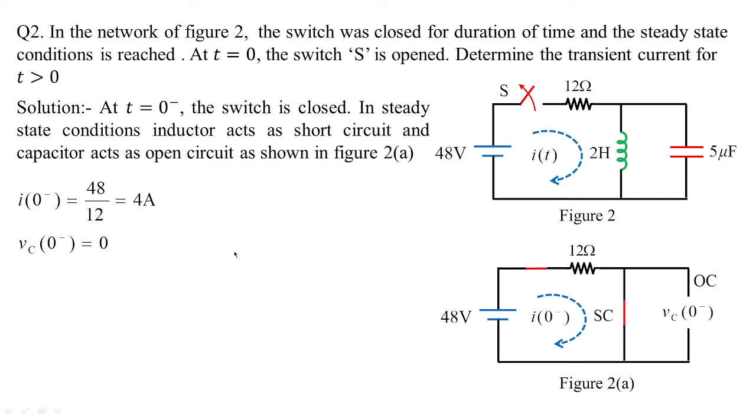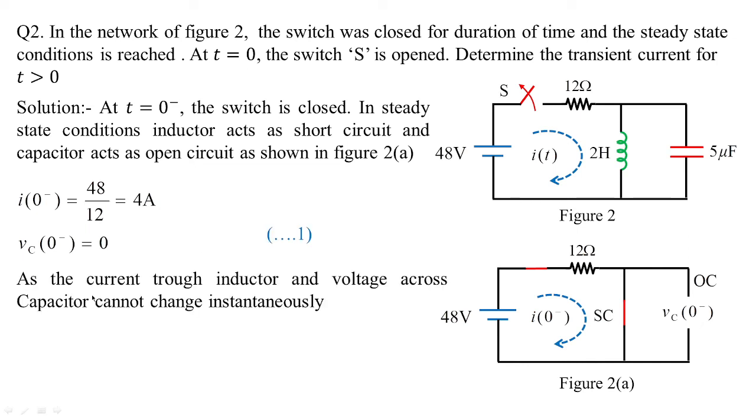And we know from the behavior of inductor and capacitor that current through the inductor and voltage across the capacitor cannot change instantaneously. So naturally the value of I of 0 plus will be equal to 4 amperes and the capacitor voltage will be equal to 0 volts. So with equation 1 and equation 2, we have concluded the initial conditions. Now our interest is to find out the transient current.